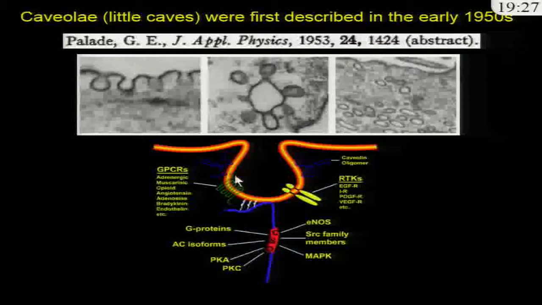Interestingly, they're highly accumulating of lipids, cholesterol, and glycosphingolipids, and within a small 50 to 100 nanometer span of a membrane, they can house almost every signaling molecule you need to have efficient signaling happen.